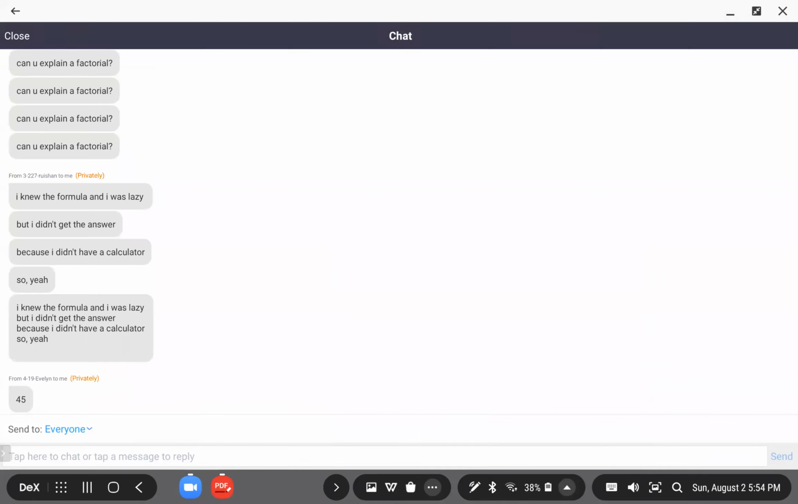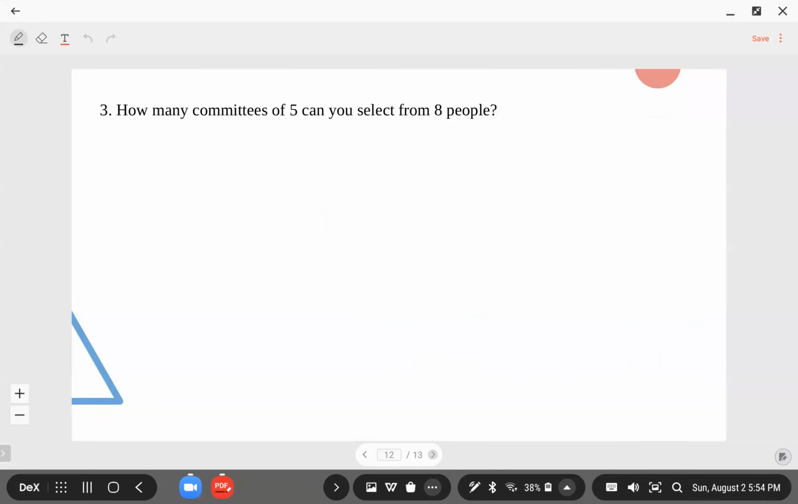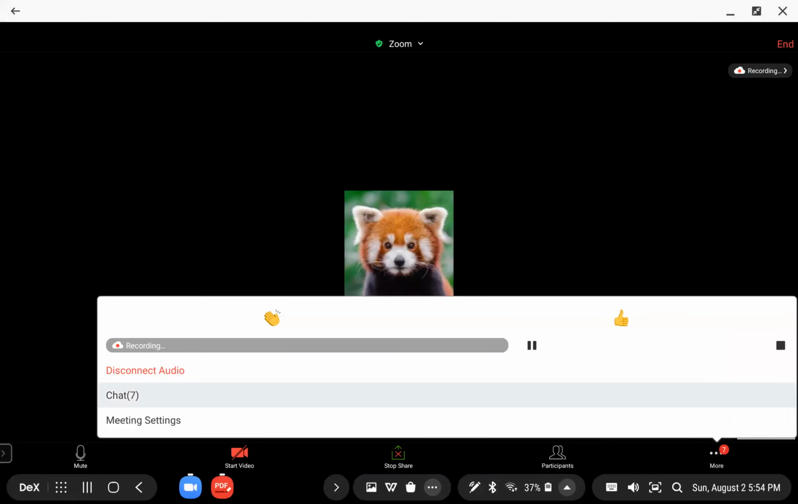Good. So now we have the last problem. Number 3 is how many committees of 5 can you select from 8 people? Okay? How many committees of 5 can you select from 8 people? So please solve this problem. Put your answers in the chat box when you're done.